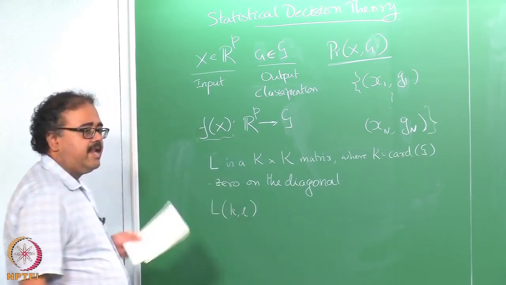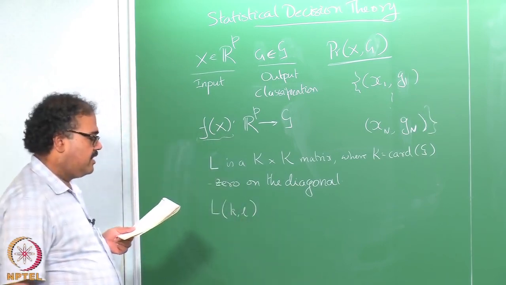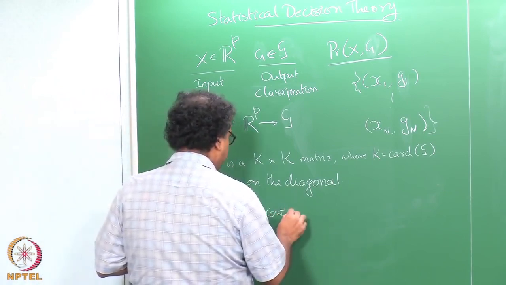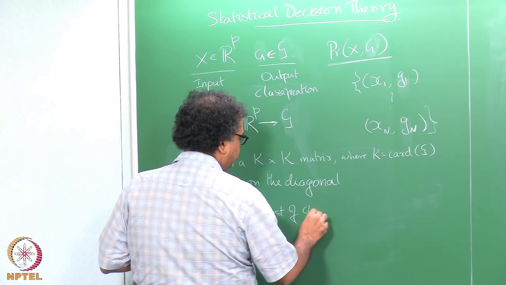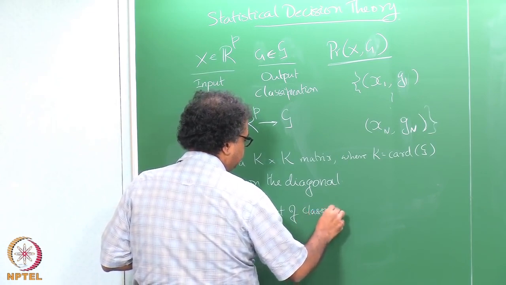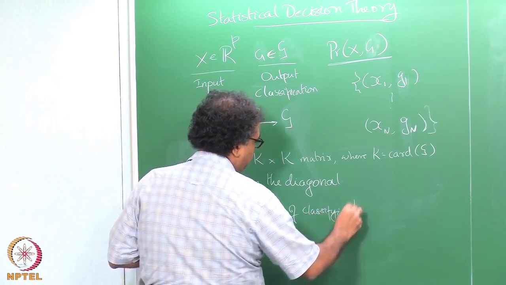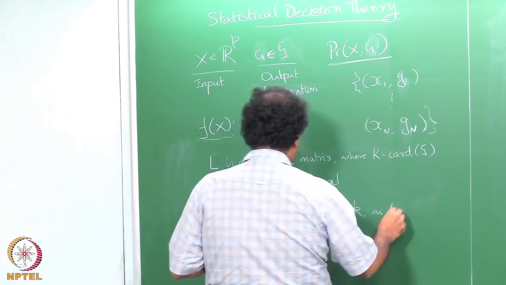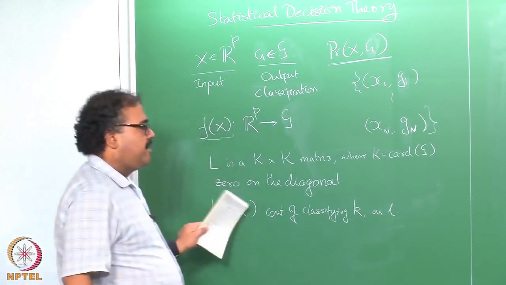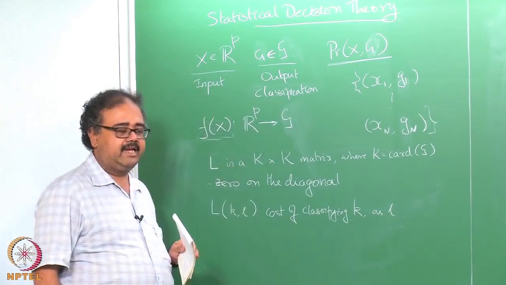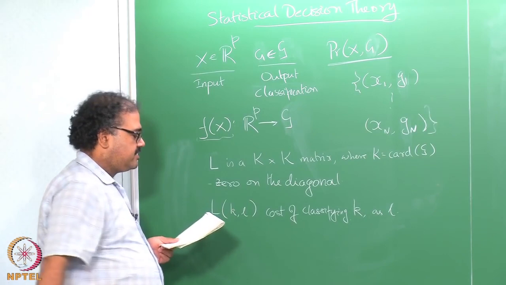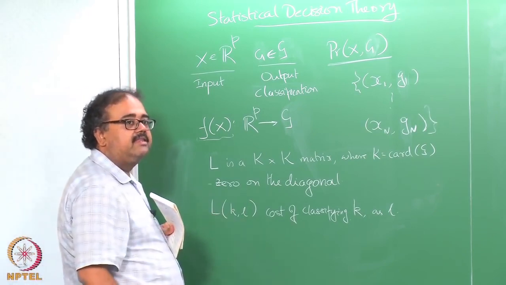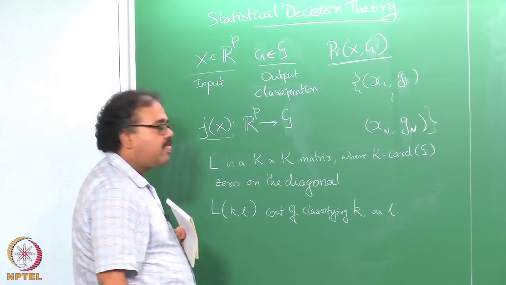and the klth entry in the loss matrix essentially is the cost that you incur of classifying the output k as l. So, the true output is k, but you say l. That is essentially the cost of classifying k as l, and that is denoted by the klth entry of the loss matrix.